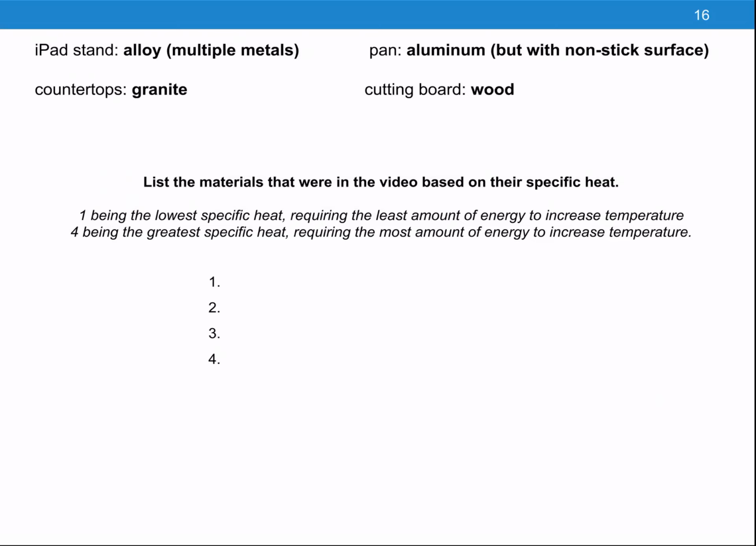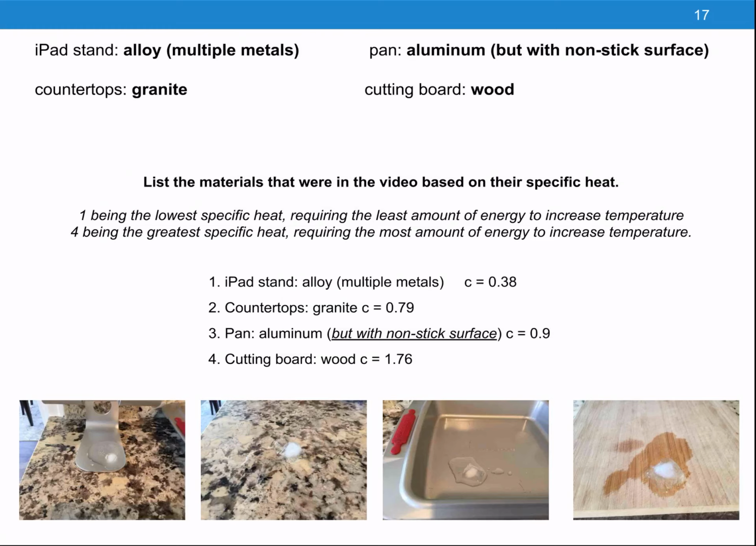All right, so when I ranked them, this is what I got. And the little C that you see next to each of these is the specific heat value. And we'll get into what the units are with that very soon. But as you can see, the one that was melting the fastest, the iPad stand, which is an alloy, it's made up of multiple metals, has the lowest specific heat. Therefore, it takes the least amount of energy to change the temperature. That's why the ice cube is melting the fastest. Whereas the wood cutting board has the highest specific heat, and that's why it's taking the longest to melt the ice cube.